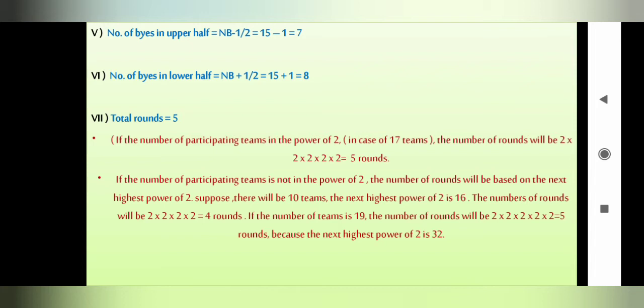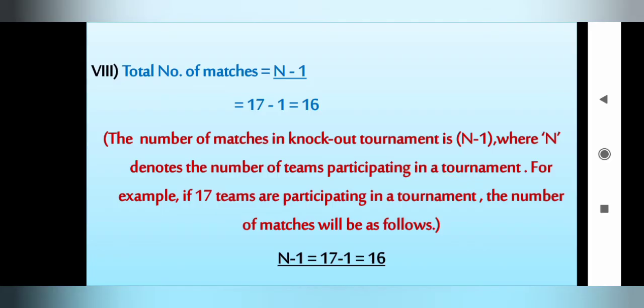If the number of teams is 19, the number of rounds will be 5 rounds, because the next highest power of 2 is 32. Okay class, so let's move to the next page.